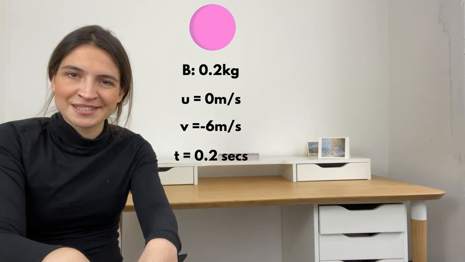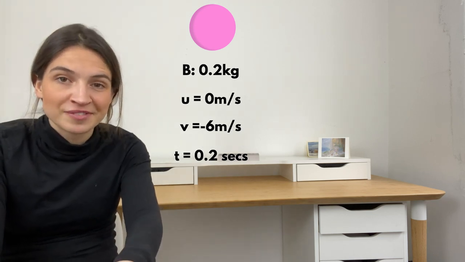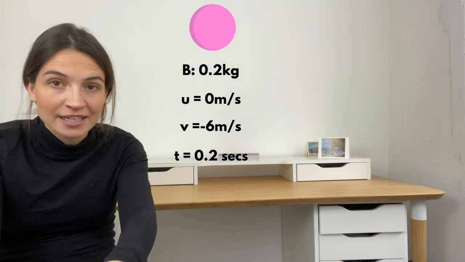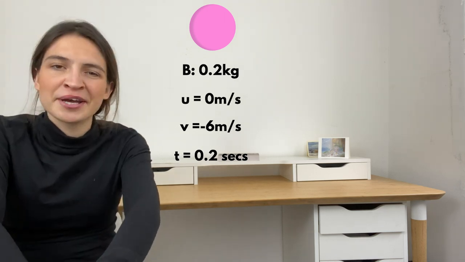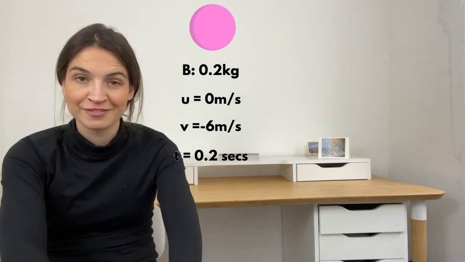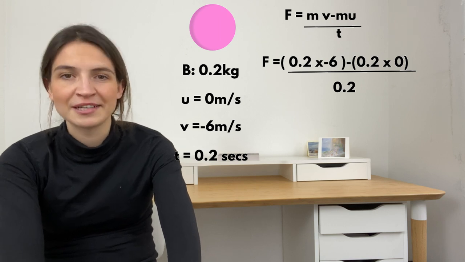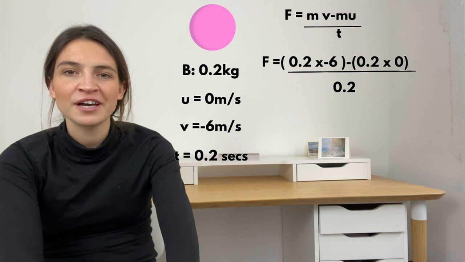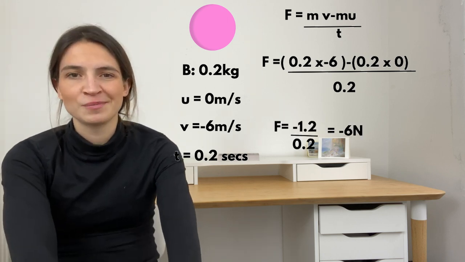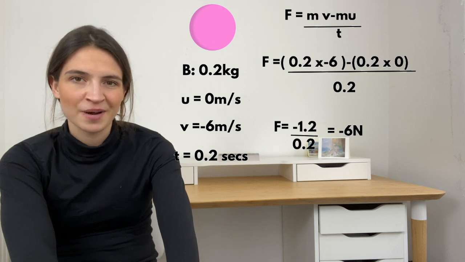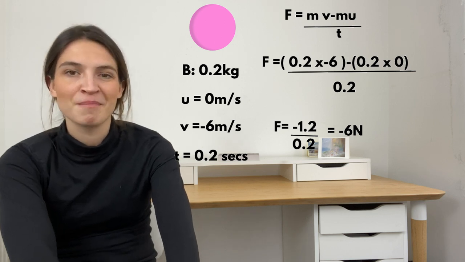Okay, and let's find the force for the 0.2 kilogram ball. This one has a mass of 0.2, an initial velocity u of 0, a final velocity v of minus 6 because it moved off to the left, and a time t of 0.2. So we have our equation for force, F equals 0.2 times minus 6 minus 0.2 times 0, divided by 0.2. That is equal to minus 1.2 minus 0, divided by 0.2, which gives me minus 6. So my answers were 6 and minus 6. So great, we've not broken Newton's third law. Those are the same size and they are opposite in direction.